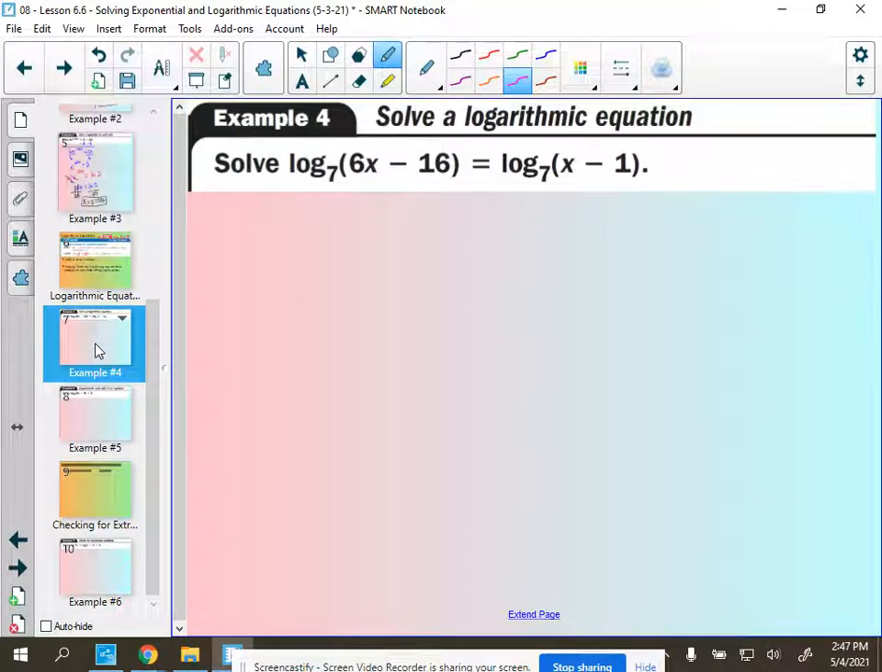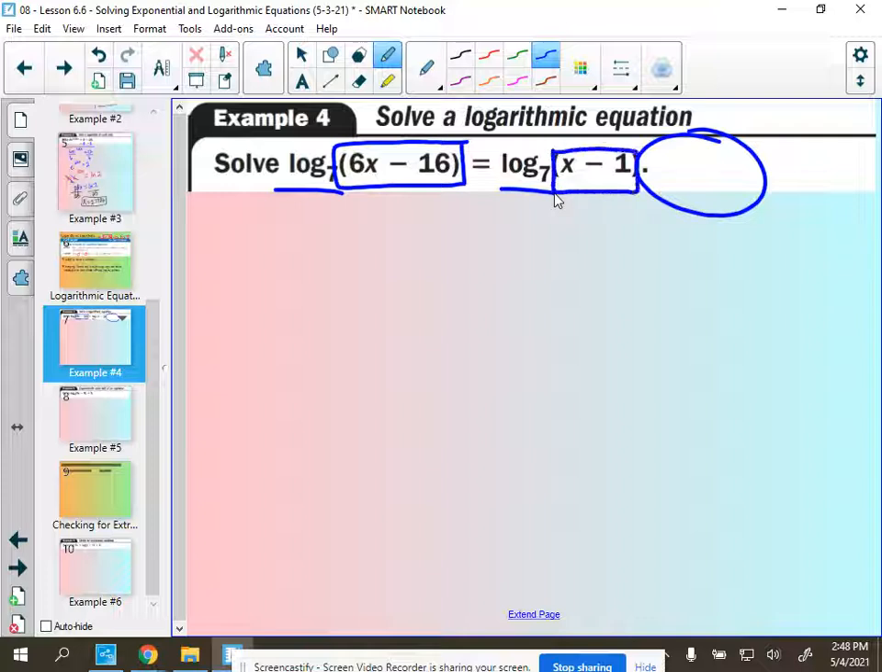Let's do it. All right, solve a logarithmic equation. So on the surface, what am I looking at here? I've got log base 7 of 6x minus 16 equals log base 7 of x minus 1. We should be begging for problems like this. Why? It's a single log on both sides, log base 7, both sides. There's no additional numbers over here, nothing in front. I literally just need to force this to be equal to this right here. How do I do that? I literally want to make 6x minus 16 equal to x minus 1.